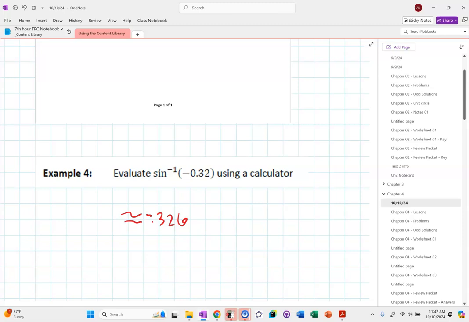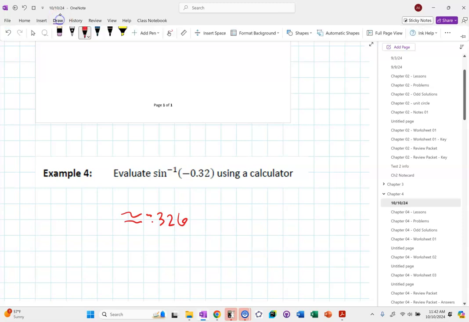Does everybody feel okay there? Okay. If you're able to successfully use your calculator, that's half the battle.